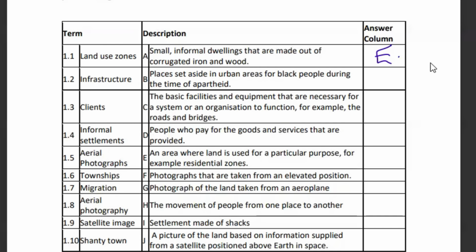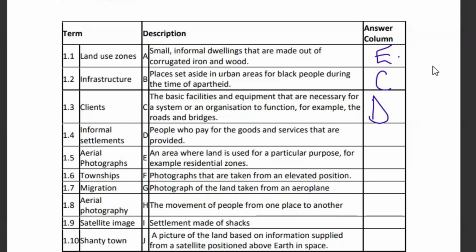Our answer for 1.2, we look for the suitable answer, which is C, infrastructure, the basic facilities and equipment that are necessary for a system or an organization to function, for example, roads and bridges. And then 1.3, who are clients? Clients are people who pay for the goods and services provided. That is D.